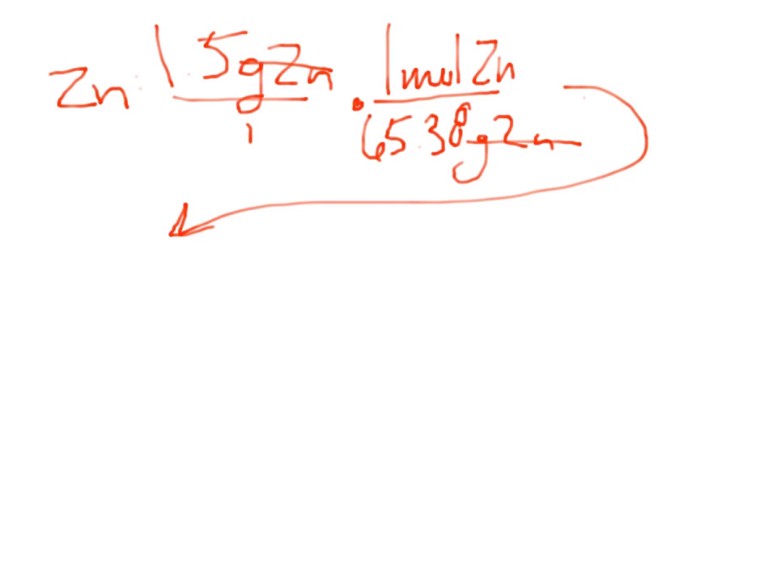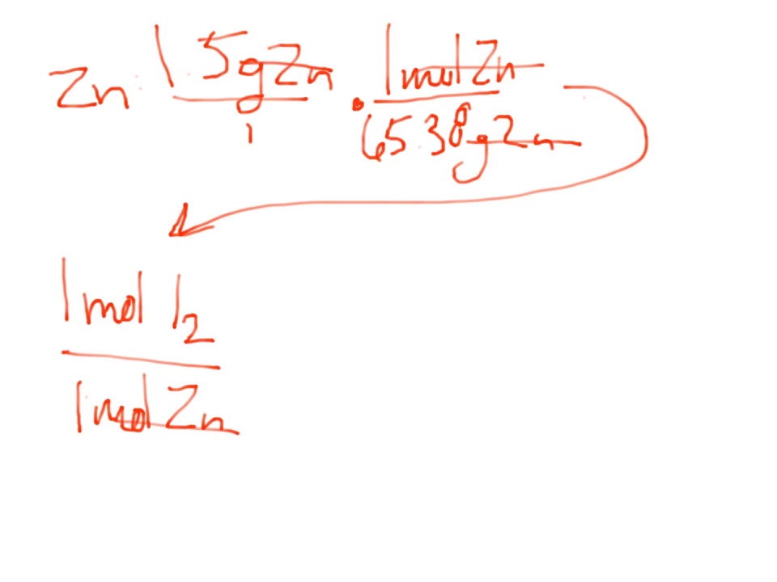And now we're going to use the mole ratio between the zinc and the iodine in the reactants. But it's 1:1, so 1 mole of I2 to 1 mole of Zn. Doesn't change anything, we're just getting from moles of Zn to moles of iodine. So last step to figuring out how much of the iodine we need is that we use its molar mass.